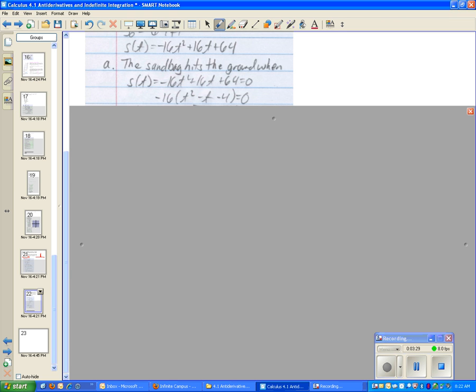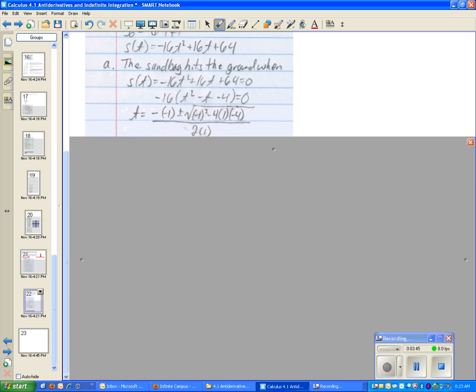So, now, thinking of the zero product property, either negative 16 equals 0 or t squared minus t minus 4 equals 0. Well, negative 16 doesn't equal 0. So t squared minus t minus 4 does. Use the quadratic formula.